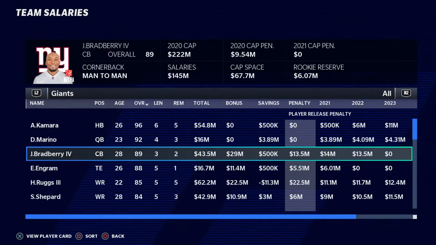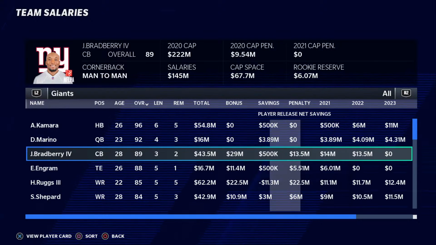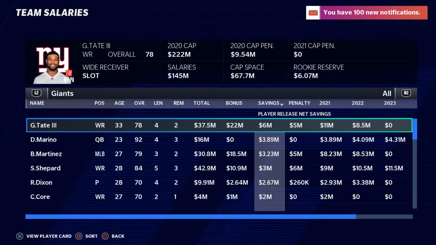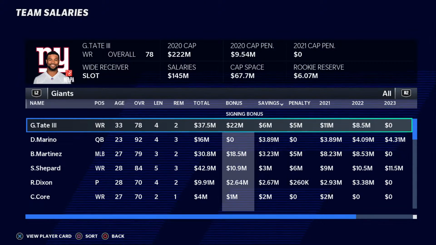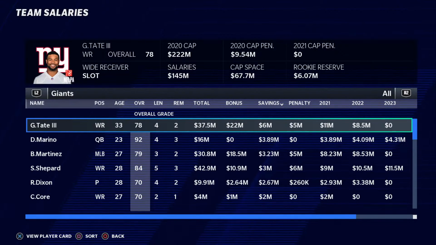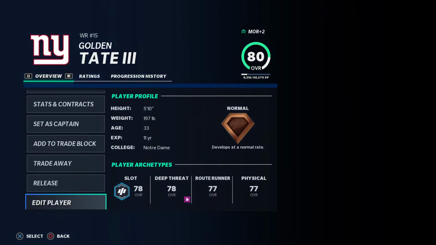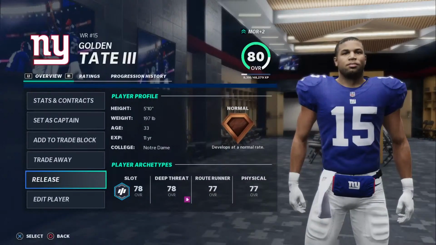But as you see, Bradbury is a contract that they signed in real life. Good signing, a little too much for me. I can't cut him. He ain't giving me no savings. Golden Tate, cut. 6 million. I can't have him on my team with 78 overall making 6 million. No, it's too much. See, when you release him, it's gonna tell you he free up 6 million cap room, but incur a penalty of 5 million.